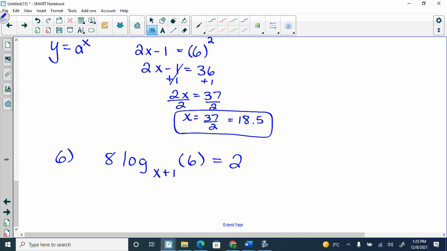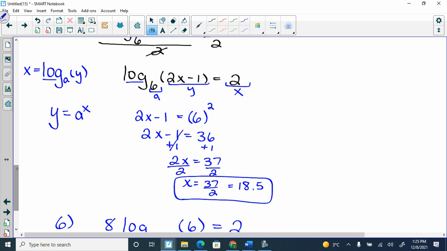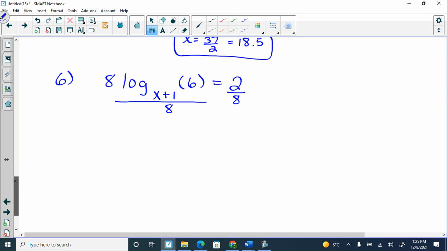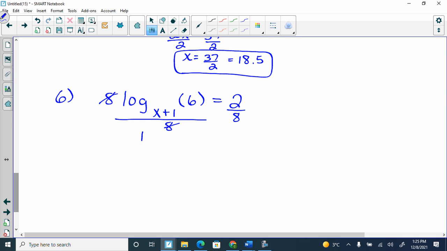So when the variable's beside the log, it's so nice. When the variable's beside the log, it's what goes by itself, right? But when the variable's in the base, it's what it gets raised to the power of. It becomes a base. So it makes it harder. So we're going to divide by 8. And we're going to get log base x plus 1 of 6 equals 1/4. Or 0.25, some people put, which is fine.